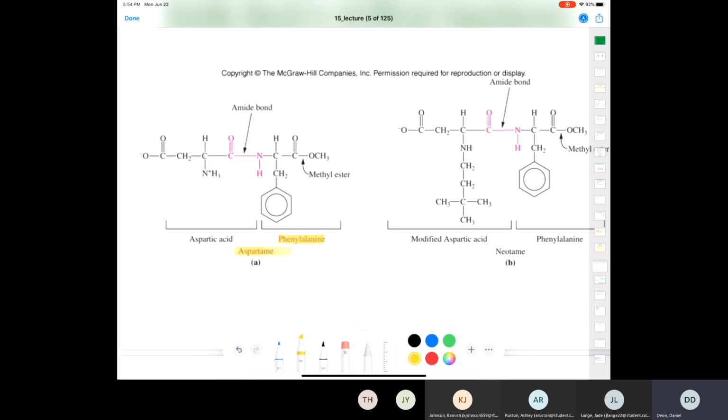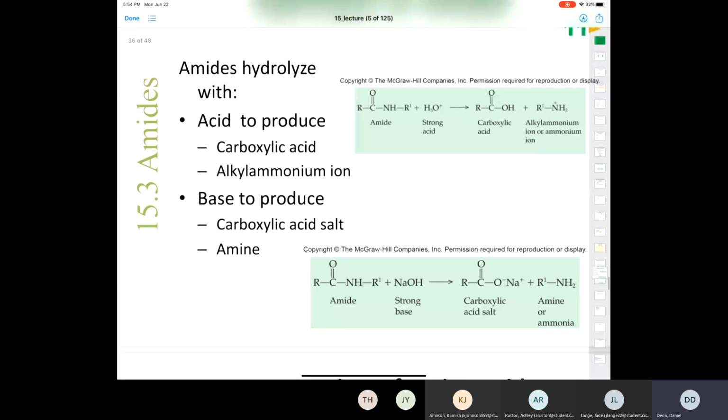And then we have neotame, which is another artificial sweetener, which is made from phenylalanine and a modified aspartic acid molecule. There you go. So you see an amide bond in aspartame and an amide bond in neotame, which I think is NutraSweet.